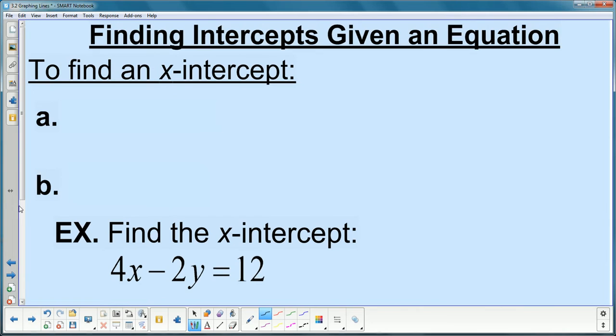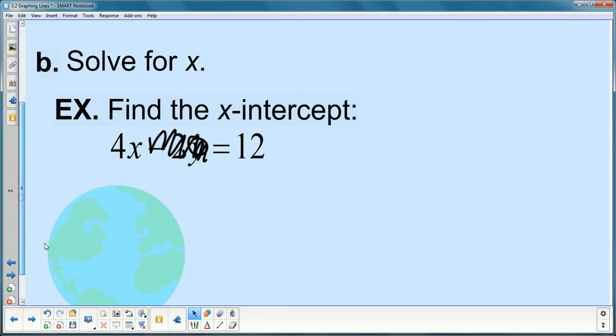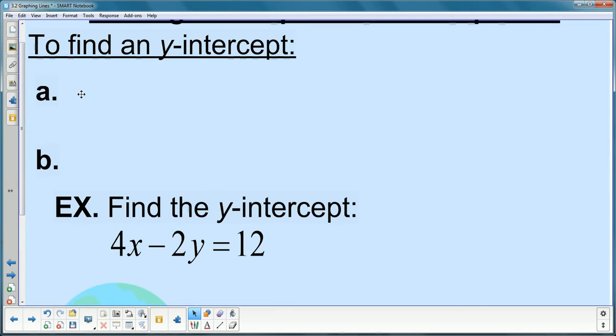Okay, in order to find our x-intercept, first thing, like I said, we always know y is 0, so we make that 0. Looking at my example, if I make this 0, I'm going to have 2 times 0, which is just 0, and so this piece cancels out. After we've done that, we're going to solve for x. So I have an equation, 4x equals 12. To solve this, I divide both sides by 4, and I get that x is 3, which means my x-intercept is at 3, 0.